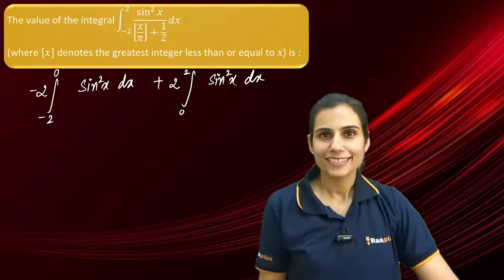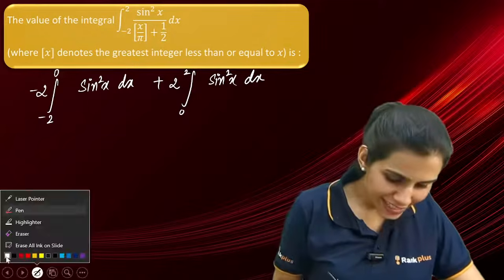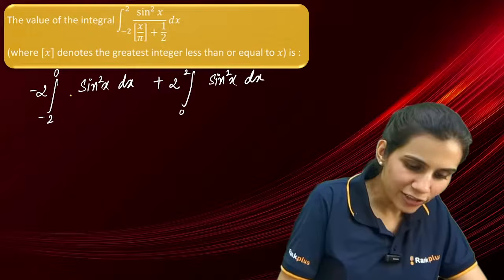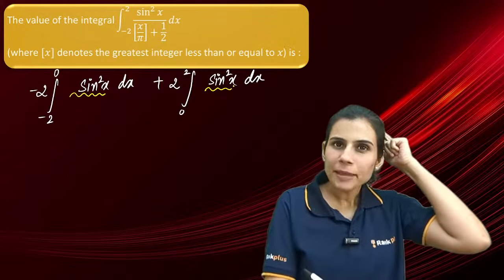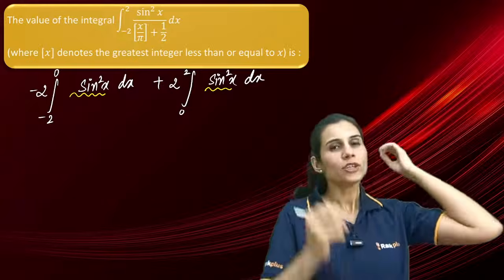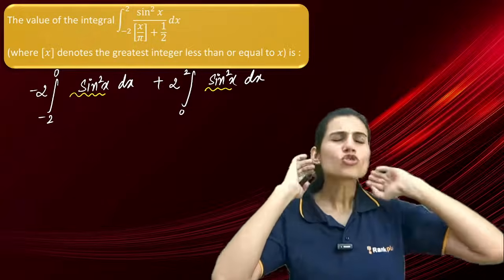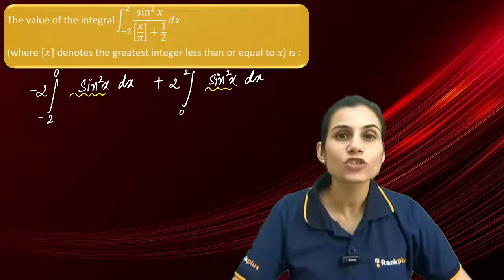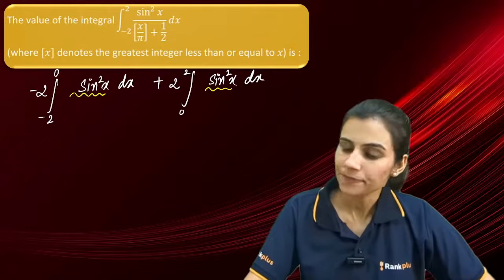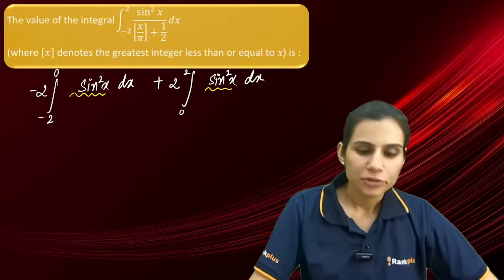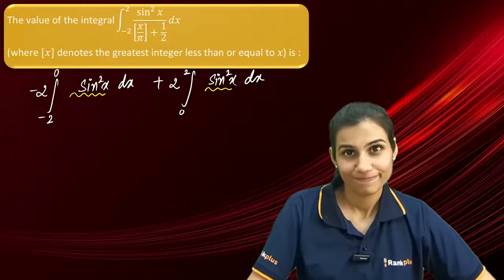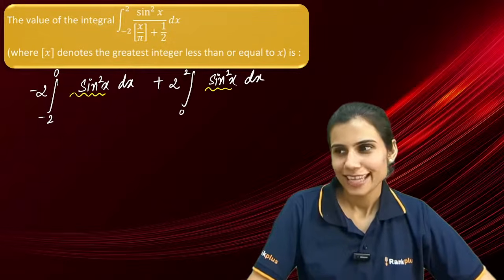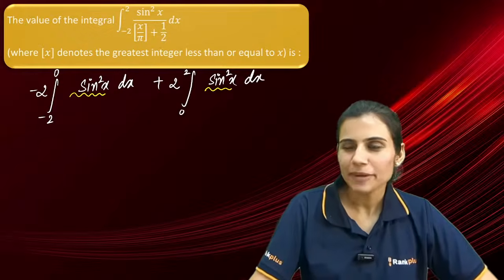What to do next? Somehow you can see the integrand is matching. This is sine square x, this is sine square x. Can you club them? Can you somehow convert one into another? Can you somehow solve this expression without actually computing the integral? Tell me. Any substitution? I guess some people are guessing it right.